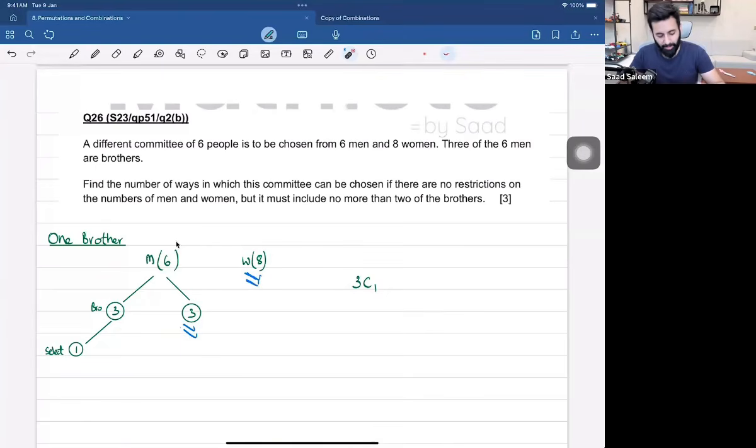And we're going to select from the remaining men and the remaining women, which happen to be 11. And how many are we selecting? We're selecting 5 to make a total of 6. So let's work this out. This would be equal to 3C1 into 11C5. Now, it's not the end of the question.